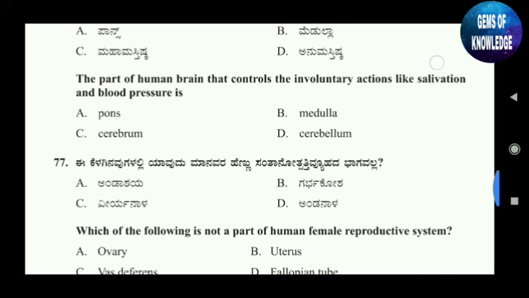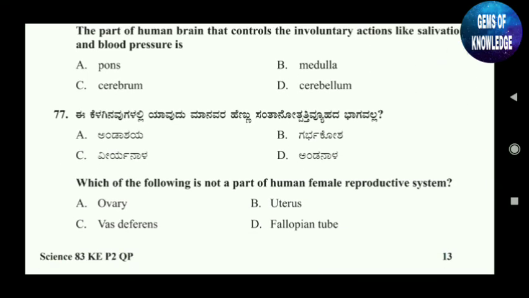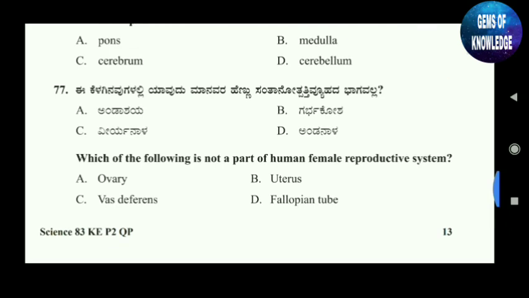Okay, then 77th one, which of the following is not a part of human female reproductive system? Okay, so here ovary, uterus and fallopian tubes belong to female reproductive system, whereas the vas deferens is present in the male reproductive system. So here the correct answer is vas deferens.